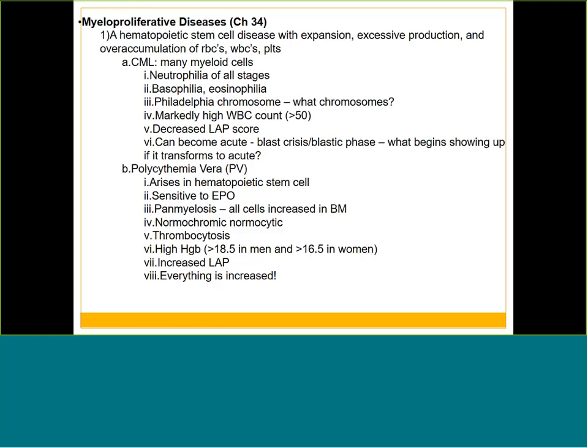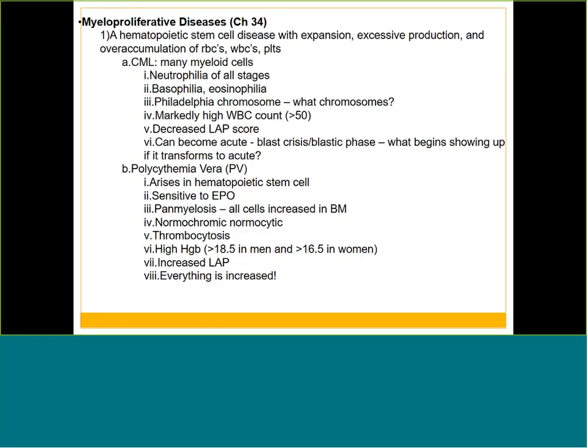So the first disease was chronic myeloid leukemia, CML. It's named that because it heavily affects the myelocytic side of the stem cell chart, which is red cells, granulocytes, and platelets. So you're going to see lots of neutrophils in all different stages: myelocytes, metamyelocytes, lots of bands. You'll definitely see a huge increase in basophils and eosinophils as well.